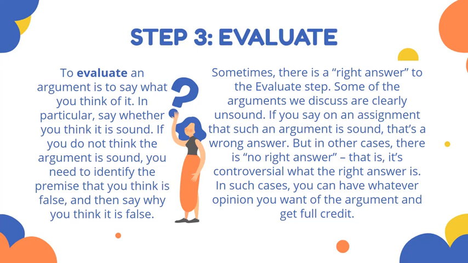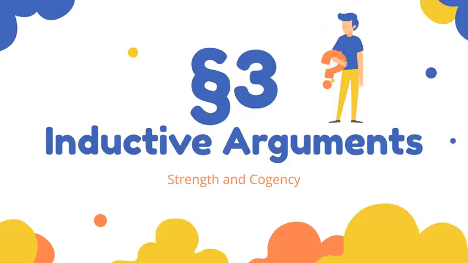Sometimes for arguments, there's a right answer to the evaluate step. Some arguments just objectively are invalid. Not some, I mean, there are objectively invalid arguments. We just saw some examples. So in other cases, there's going to be disagreement, right? That's the nature of philosophy and argumentation in general. But that's a different conversation than whether or not the argument is structurally good or bad, right? So in some cases, we'll obviously have disagreements about whether or not a premise is true. So that's okay.